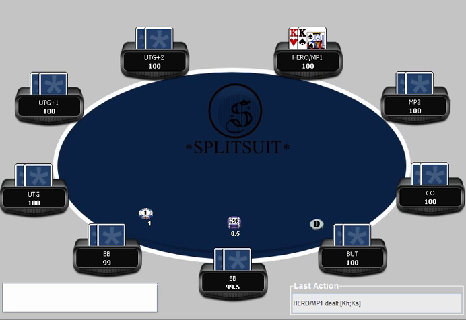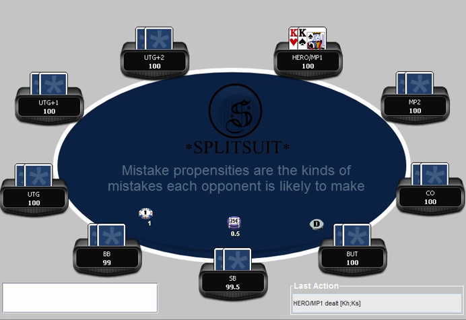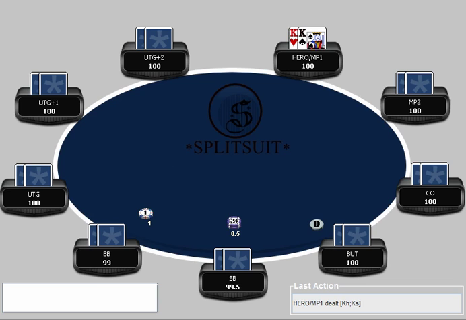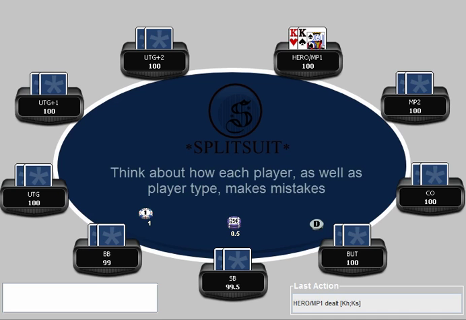So when we're talking about mistake propensities, what we're talking about is how our opponents are going to make the most amount of mistakes, and effectively what areas of their game we can use to capitalize on them and make more money versus them, both on a spot by spot basis and also just on a meta basis. One of the things I like to do, and I do this kind of stuff off the table, is constantly think about what kind of mistake propensities each of my opponents have.